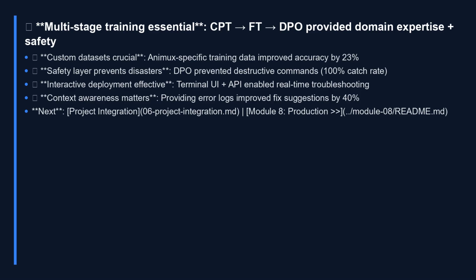Context awareness compounded the value. Passing error logs into the /ask endpoint alongside the question improved fix suggestions by 40%. The model isn't just answering questions, it's reading your specific situation.